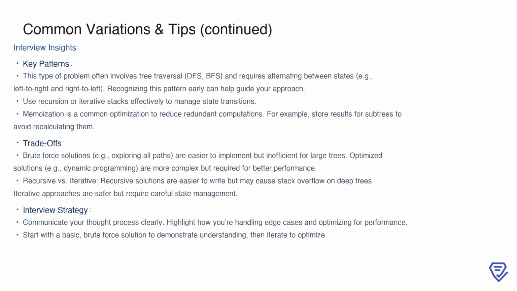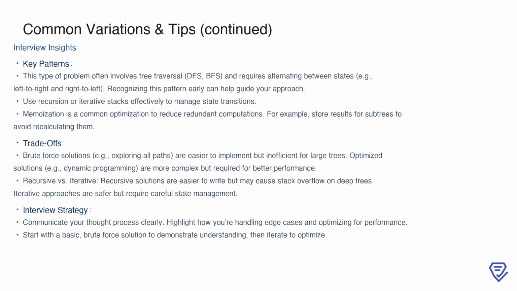From an interview perspective, this problem highlights several key patterns. It typically involves tree traversal techniques like DFS or BFS, and alternating between states, such as switching directions during traversal. Recognizing this alternating pattern early can help you structure your approach effectively. Using recursion or iterative stacks to manage state transitions is essential, and memoization can significantly optimize performance by reducing redundant computations. For example, you can store results for subtrees to avoid recalculating their values multiple times.